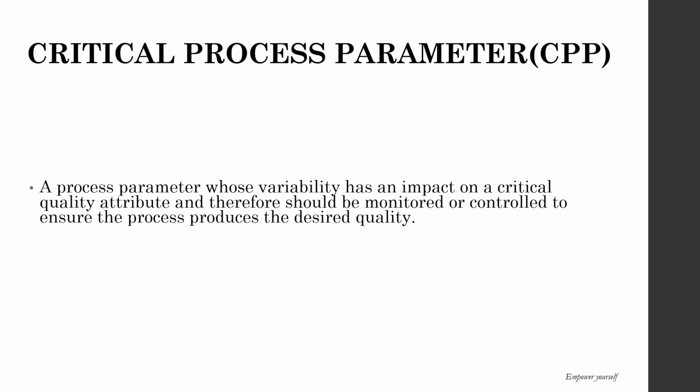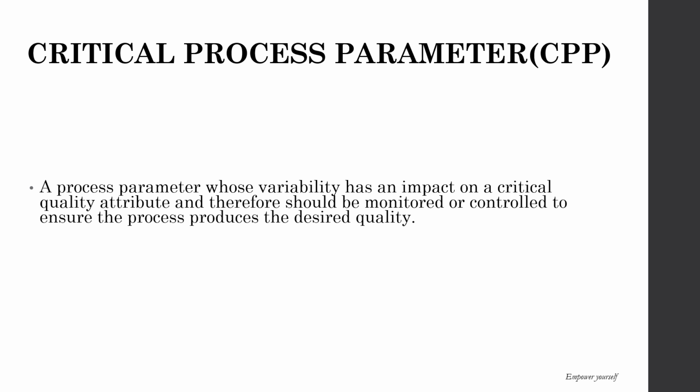So the name itself says that process parameter. So during the manufacture of the product, this parameter has to be monitored. So some of the examples of the process parameters include the temperature maintenance, the pH maintenance. So all this will have an impact upon the quality of the product.